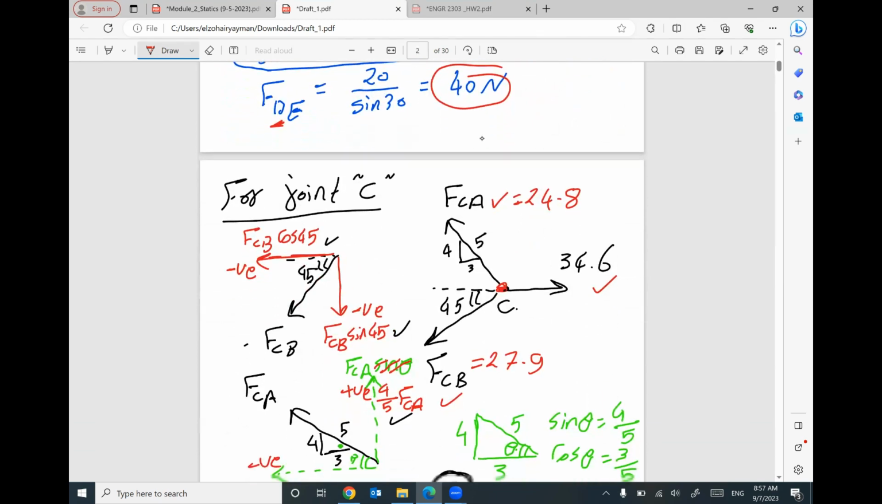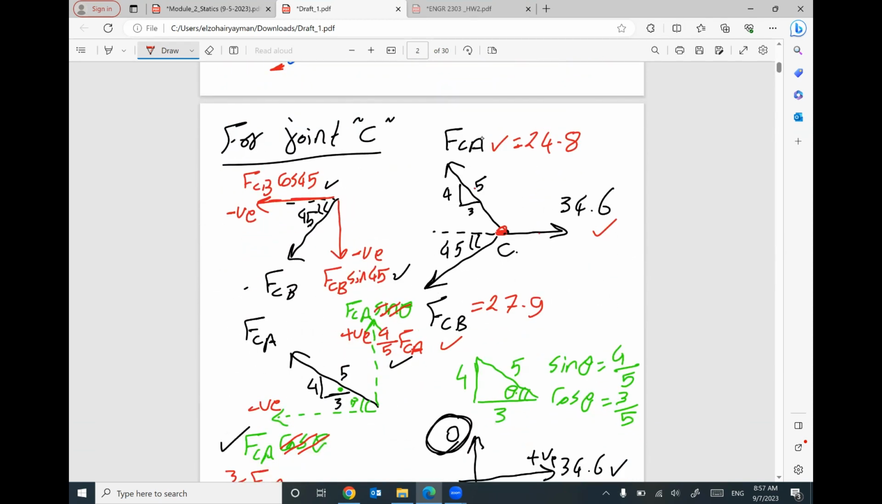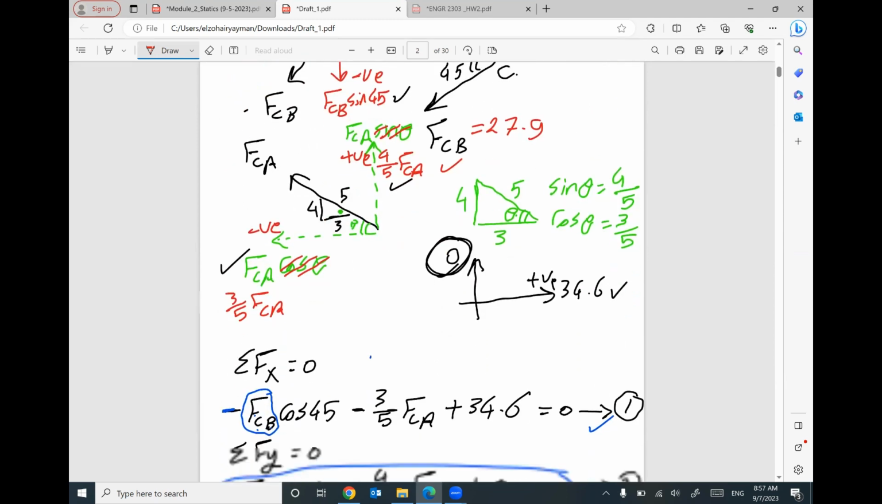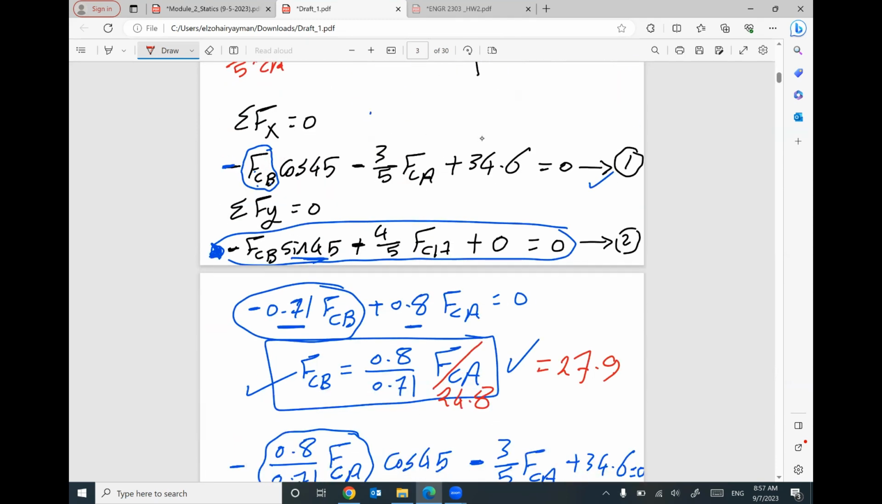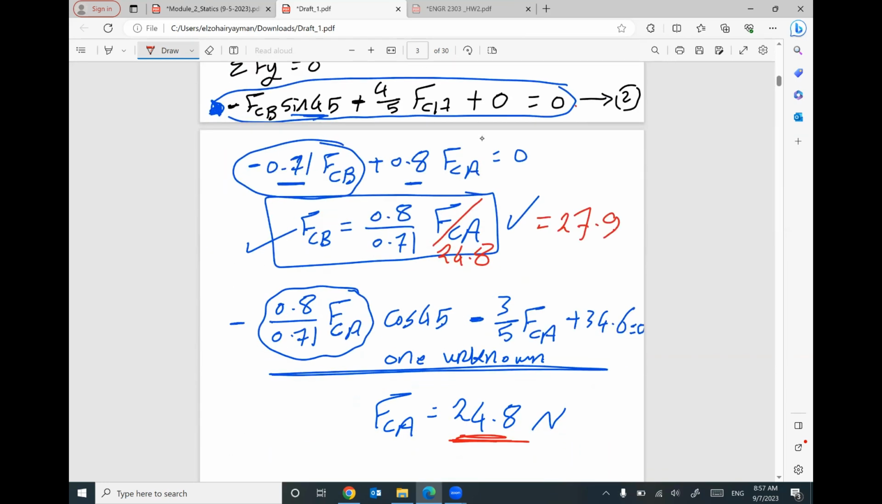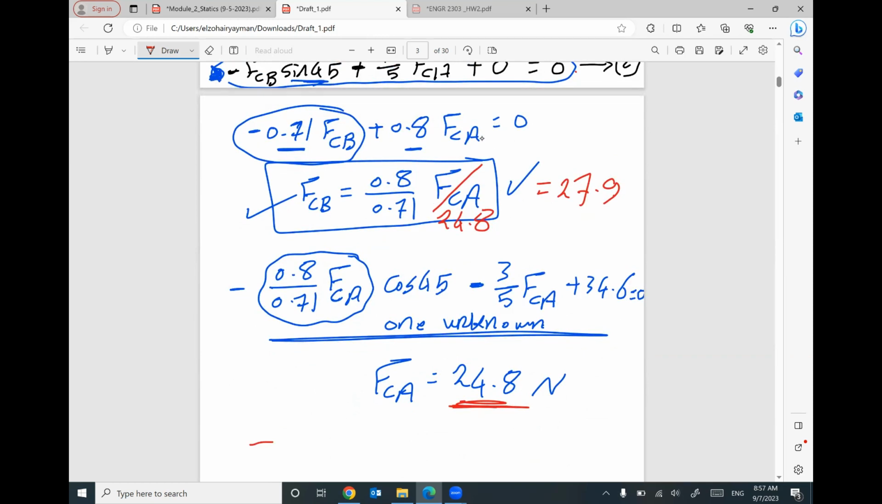Second part, I have another joint with forces. I break each force into two components. I set up my equilibrium equations, summation F of x equals 0, summation F of y equals 0. I set up two equations and solve them together to find your unknowns. Once you are done, your problem is done. What do you think? Looks good? This is a typical problem in this module.